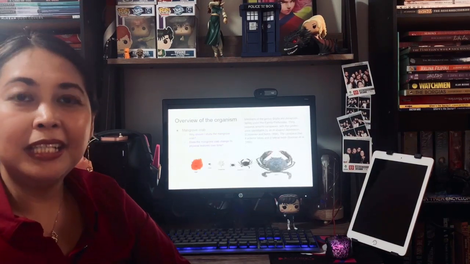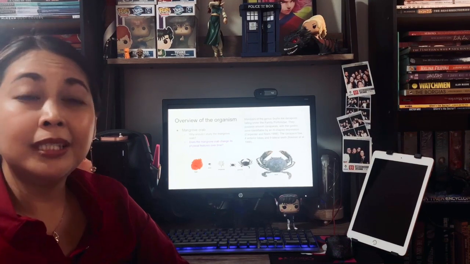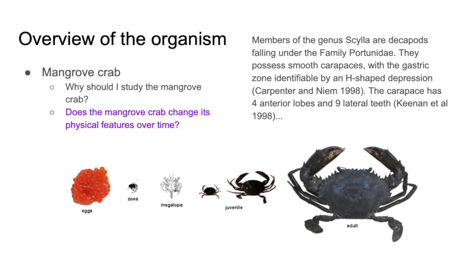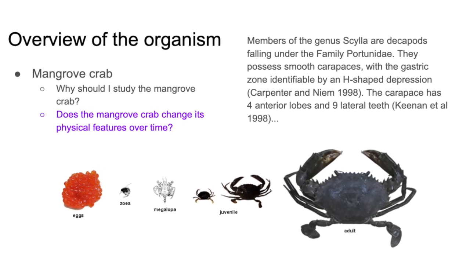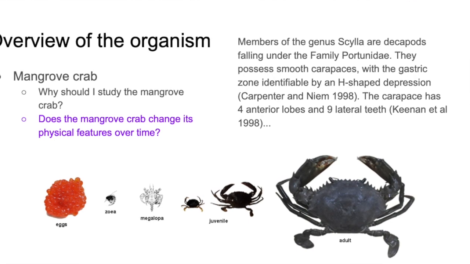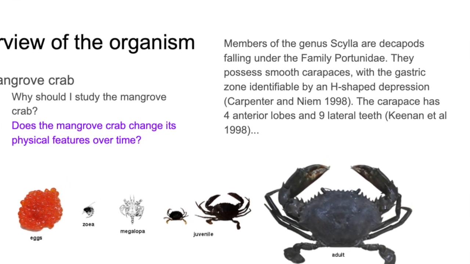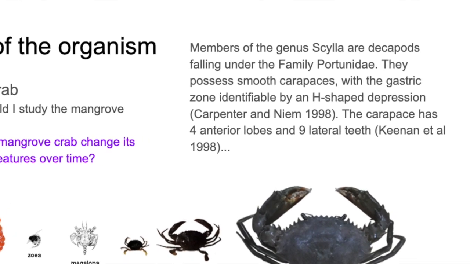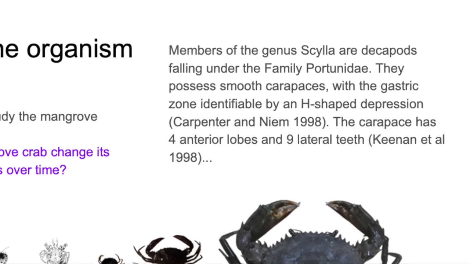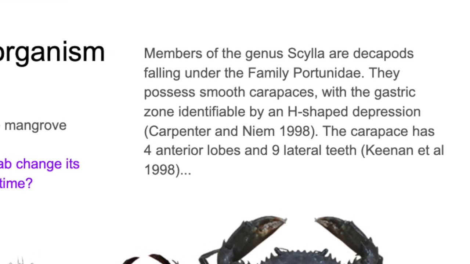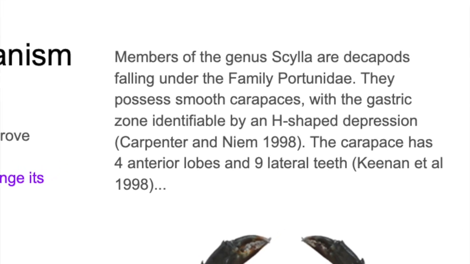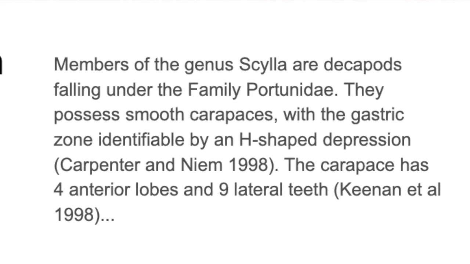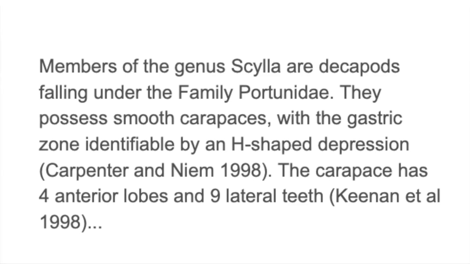Now, since species identification and taxonomy is largely based on the appearance of the organism, the second question that I wanted to ask was about the physical features of the crab. And in order to answer this, I needed to know the taxonomy of the organism itself and how the morphology plays into that. So here I found out that Scylla, the mud crab, is actually a decapod, which means it should have 10 legs. They possess smooth carapaces with gastric zone identifiable by an S-shaped depression.